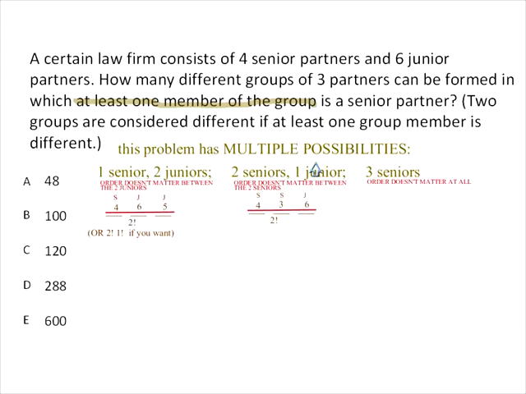And then with 3 seniors, this is a little bit more straightforward. 4 seniors to start with, rather. So we can just do 4, 3, 2. And then what is this divided by in the text box? This is divided by 3 factorial.